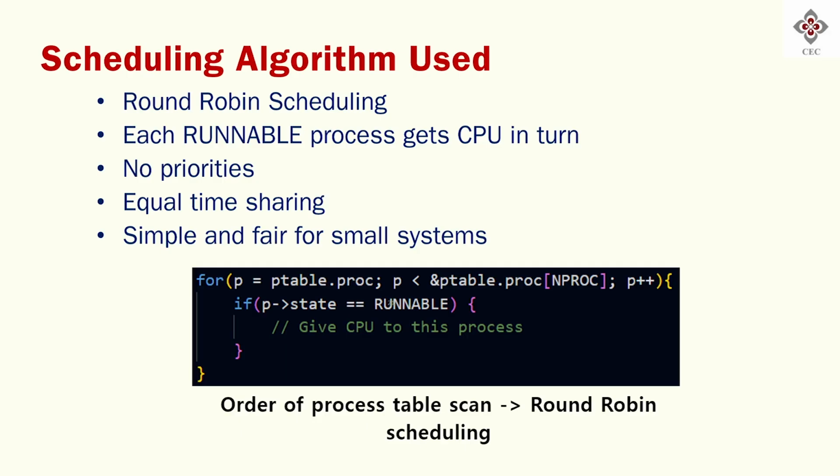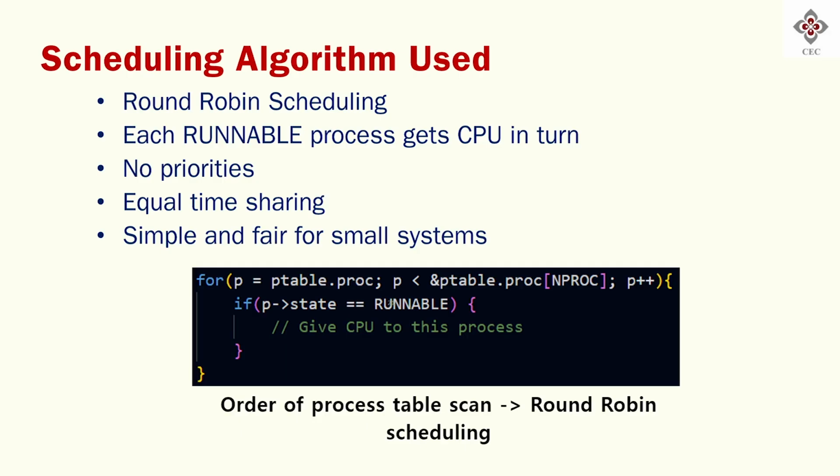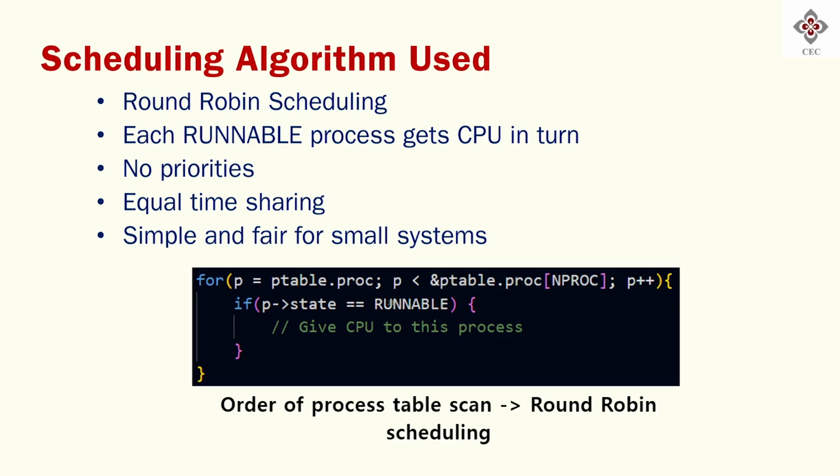So, the scheduling algorithm used in XV6 is the round robin algorithm. Each runnable process gets the CPU in turn. We all know how round robin works. A particular quantum of time is allocated to the process by the CPU. After the timer expires, this process will be put in the queue. So, it has to get another turn for the remaining execution. Likewise, as per the quantum time, it keeps on revolving in the chain. So, this is the basic process implemented in XV6. There is no priority concept in XV6. So, equal time sharing, simpler and fair for smaller systems.